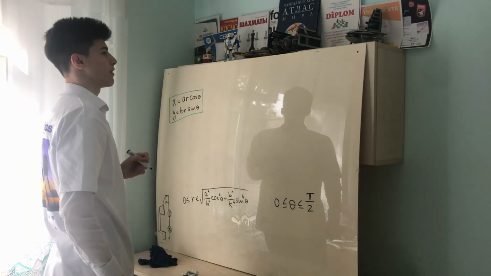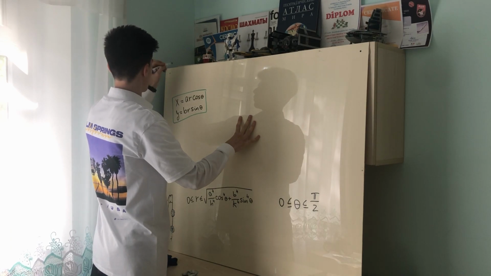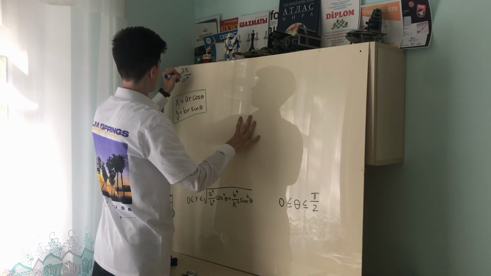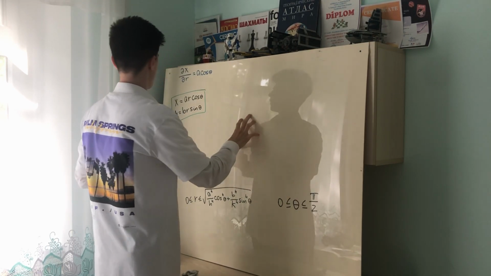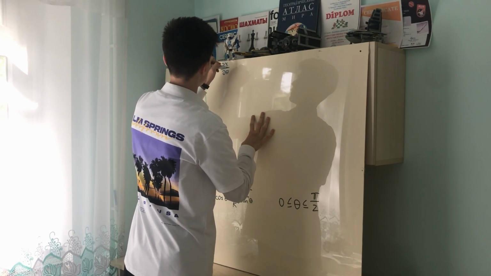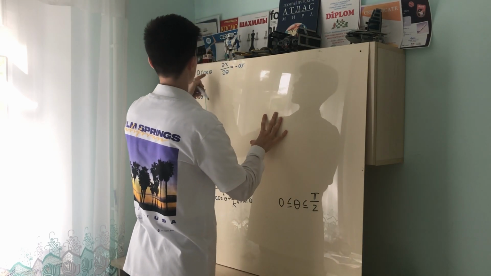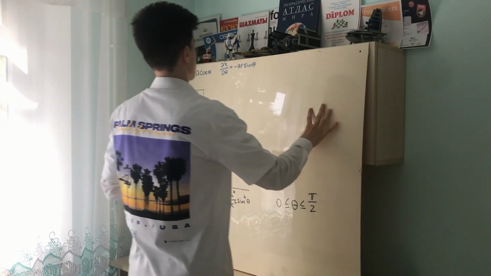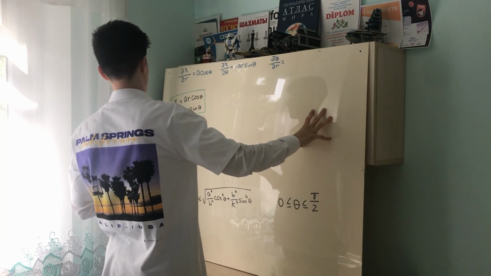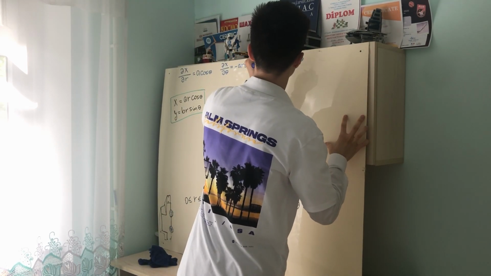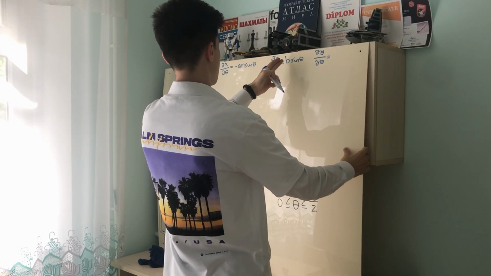So let's find our lovely Jacobian. In order to find the Jacobian, we should find its elements, which are dx over dr, which is a cosine theta, dx over d theta, which is minus a r sine theta, dy over dr, which is b sine theta, and dy over d theta, which is b r cosine theta.